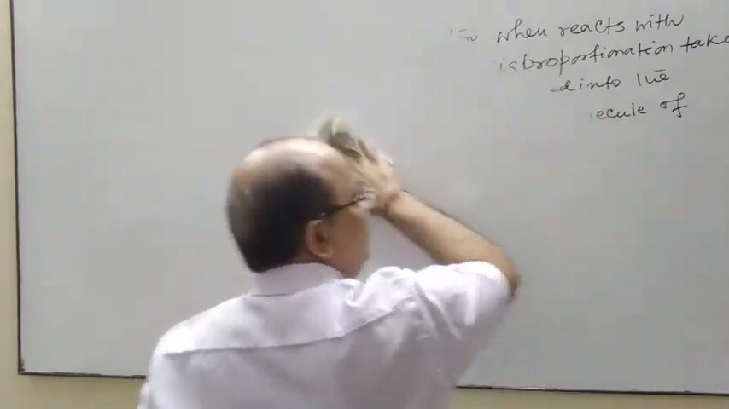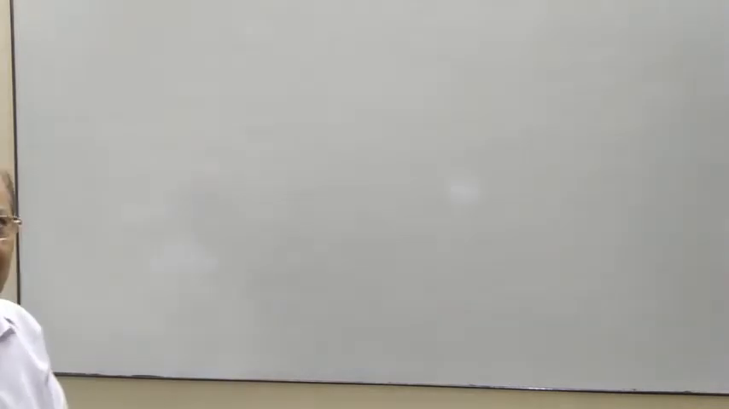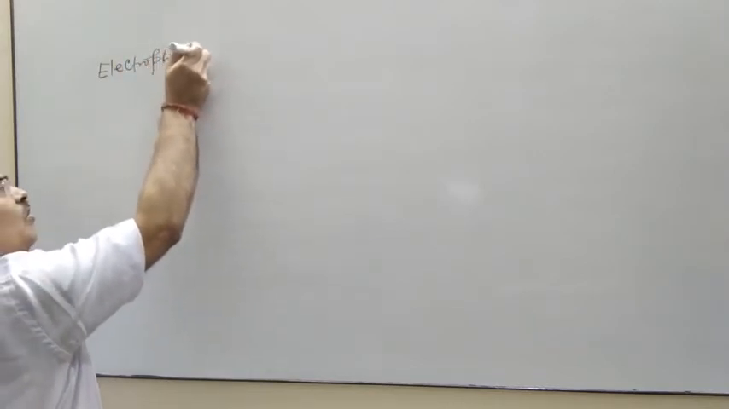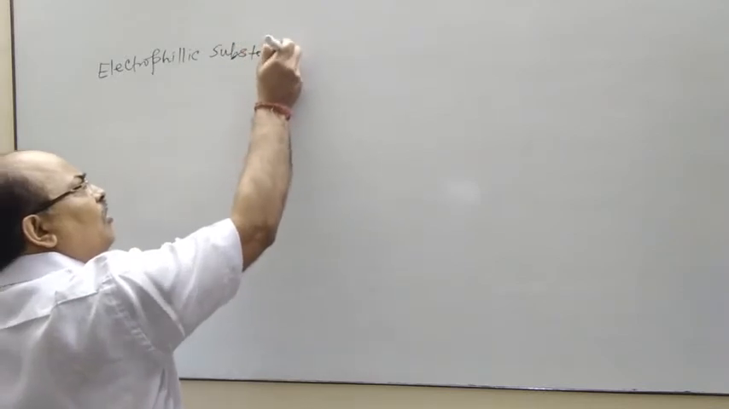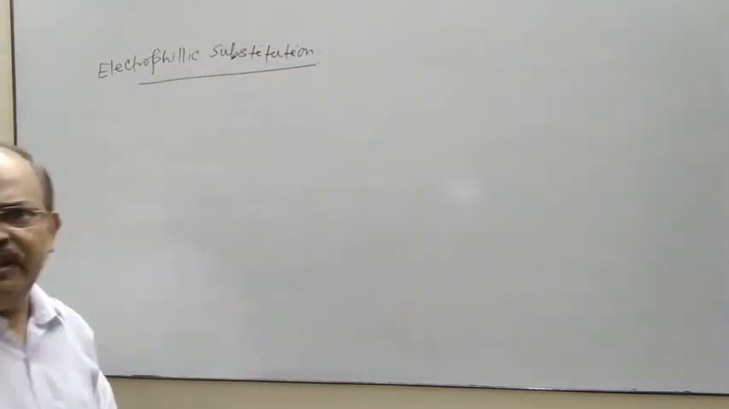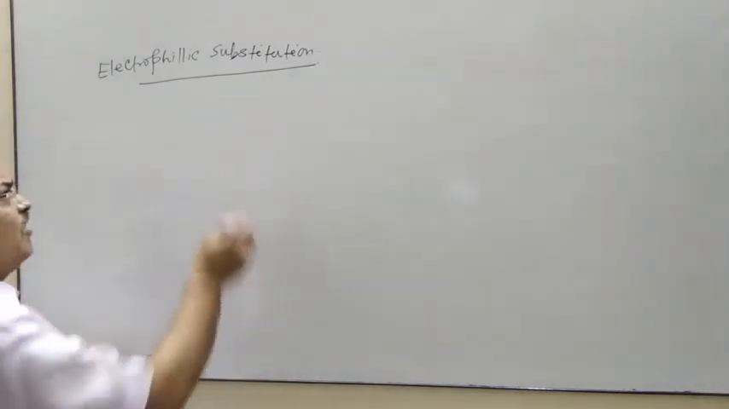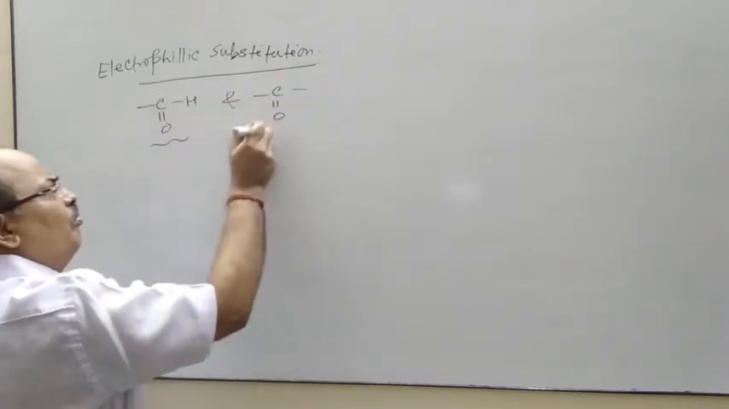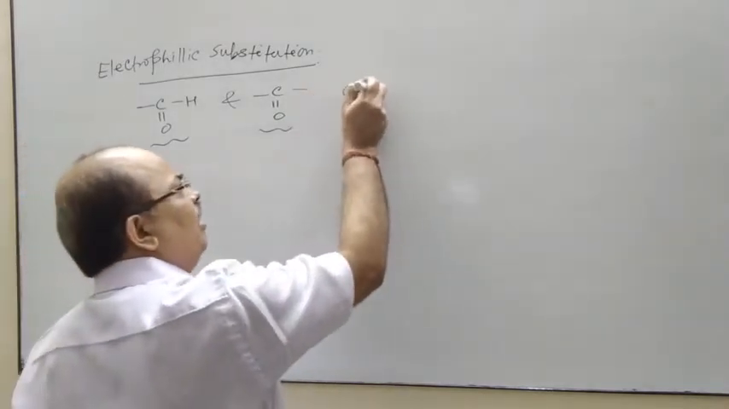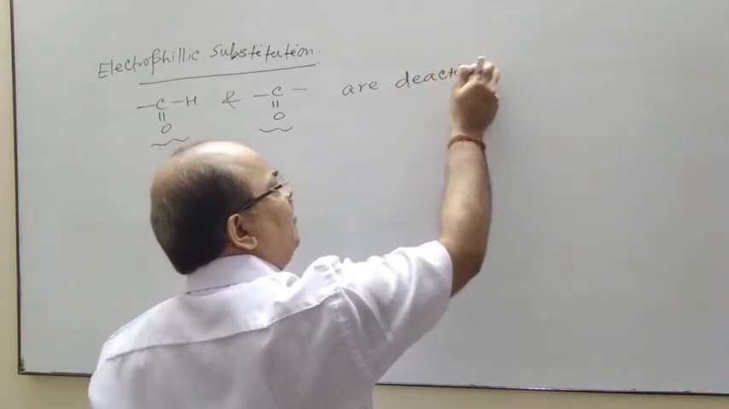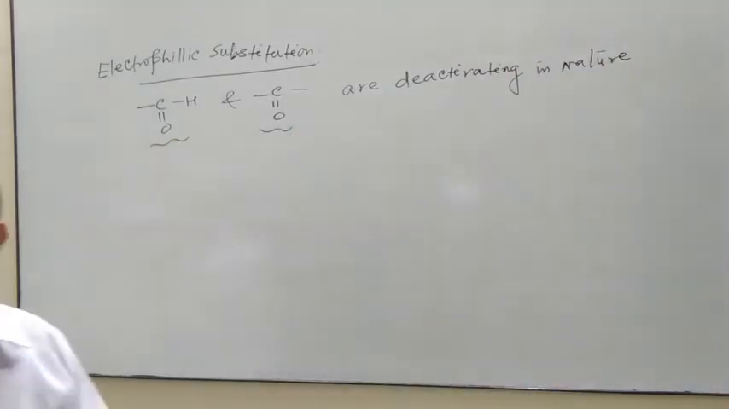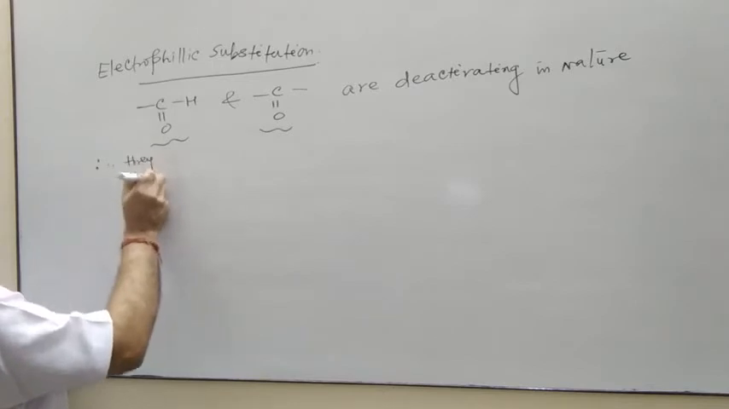Now next is electrophilic substitution in aromatic aldehyde and ketone. For your information, both the aldehyde and the ketonic group are deactivating in nature. Therefore, they will deactivate the ring.